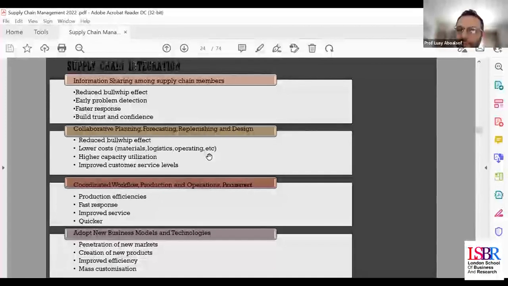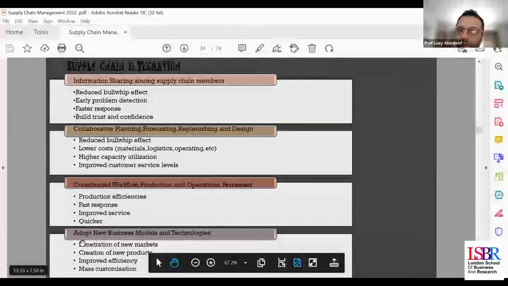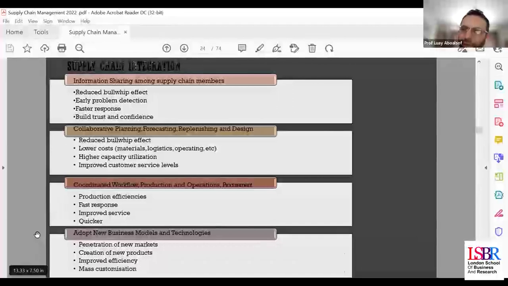What if I coordinate and integrate with my workflow and production line management? That will give me better production line efficiencies, faster response to customer queries, improved overall services, and a quicker response. You can see in the third one, the fourth one: why do we always need, when we do supply chain integration, to adopt a new business model and technologies? Learn from others. Learn from my sources and resources. Learn from my distribution. Why? To follow the new market trend of penetration, creating new products and technologies as required, improving efficiencies, customization management.